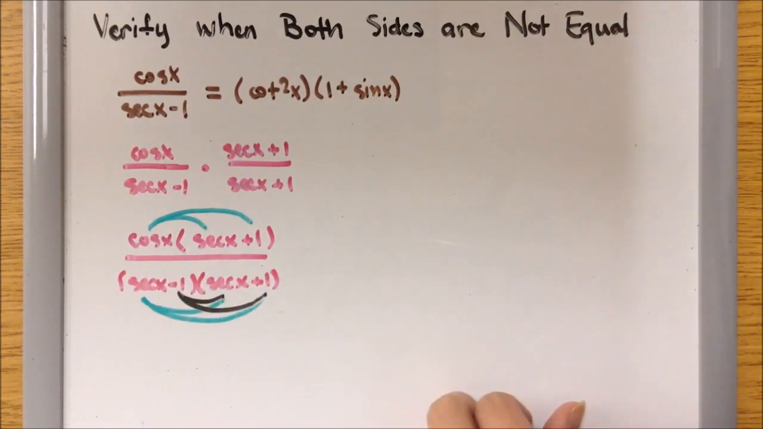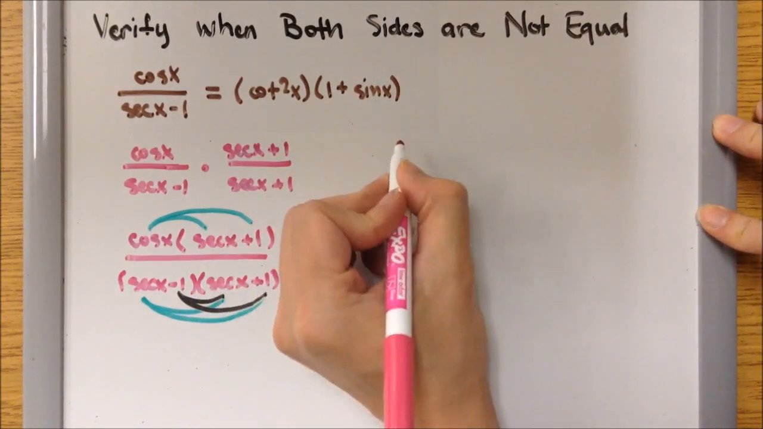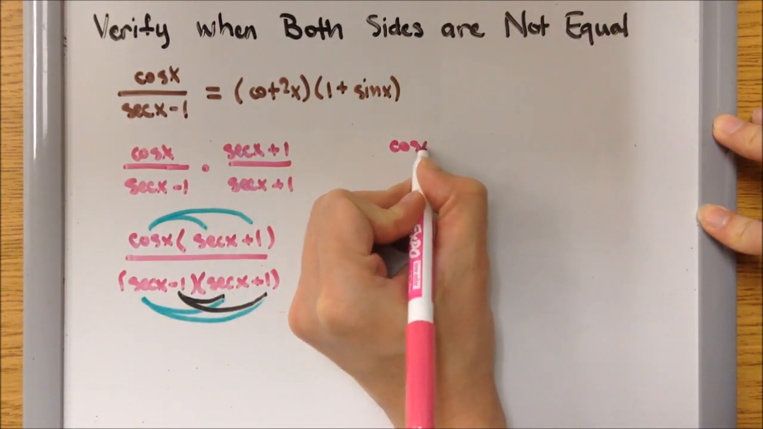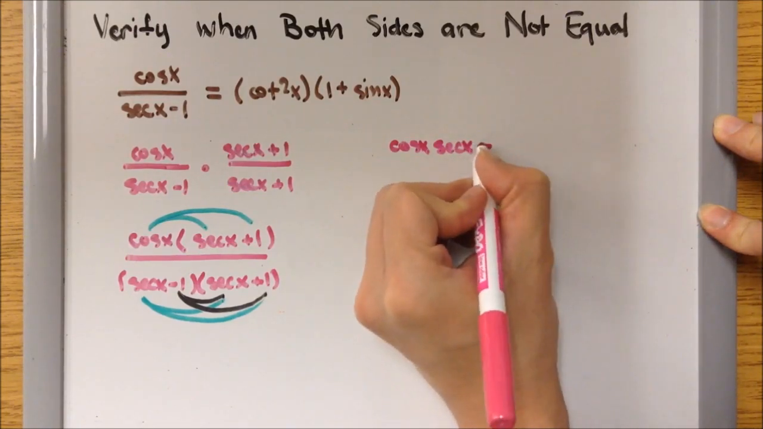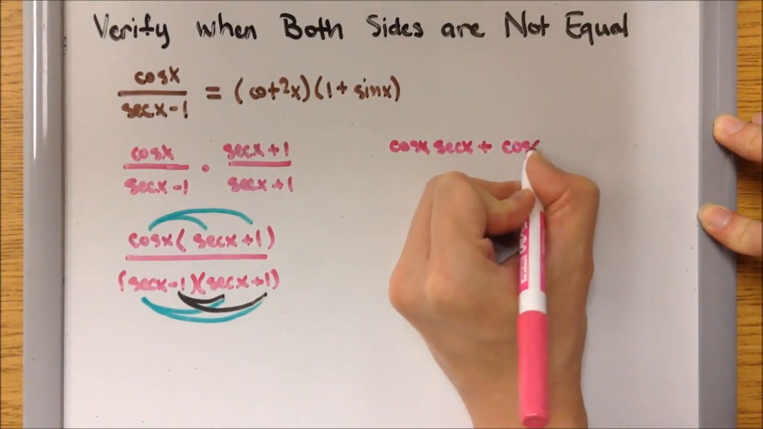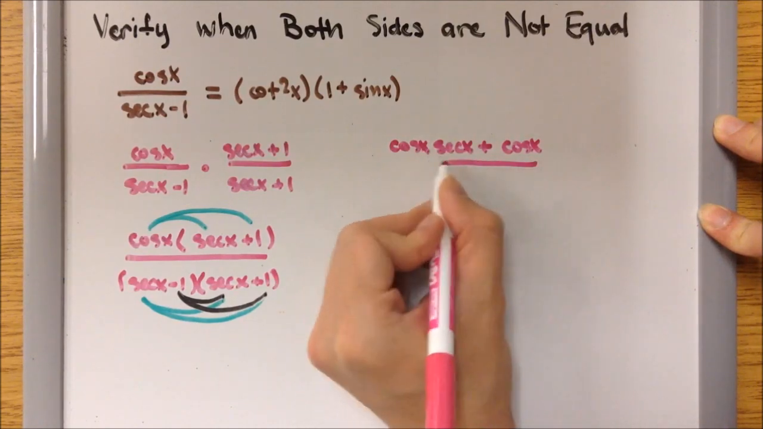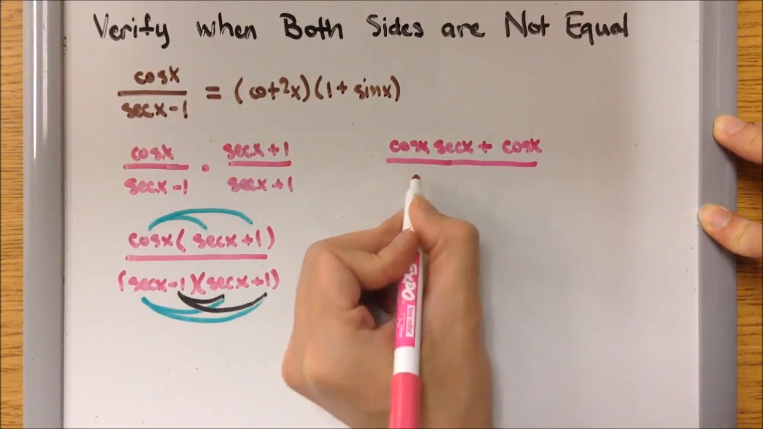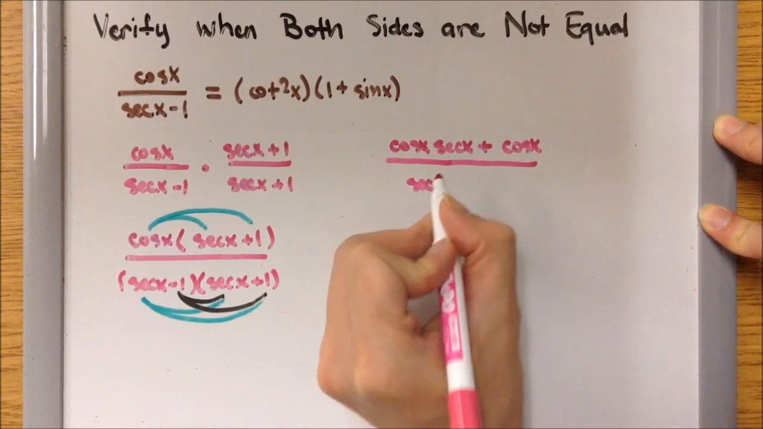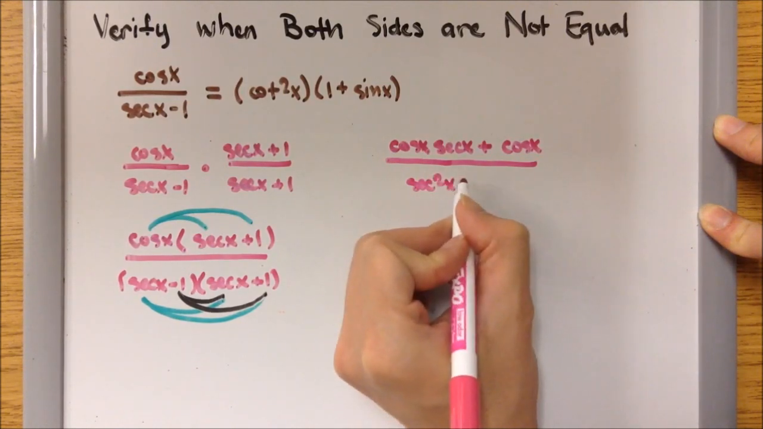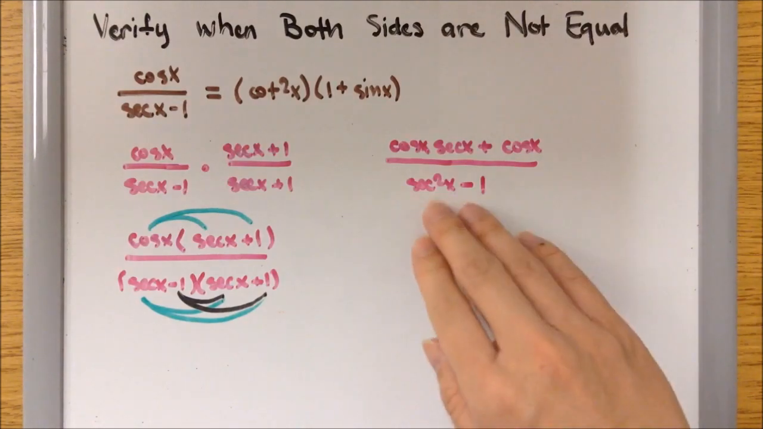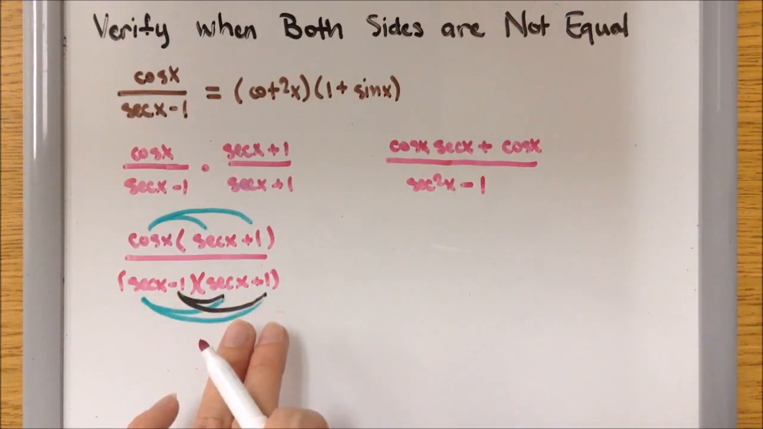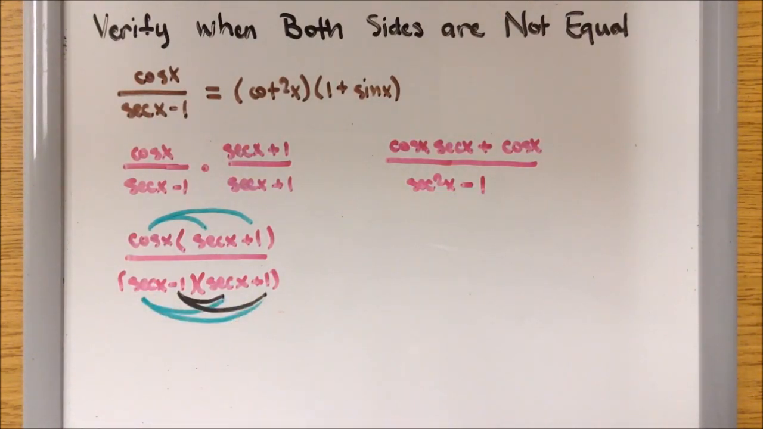So after distributing cosine x, I'm going to have cosine x secant x plus cosine x over secant square x minus 1. Now you're going to get this after you fully FOIL and combine like terms, and what you have left is secant square x minus 1.